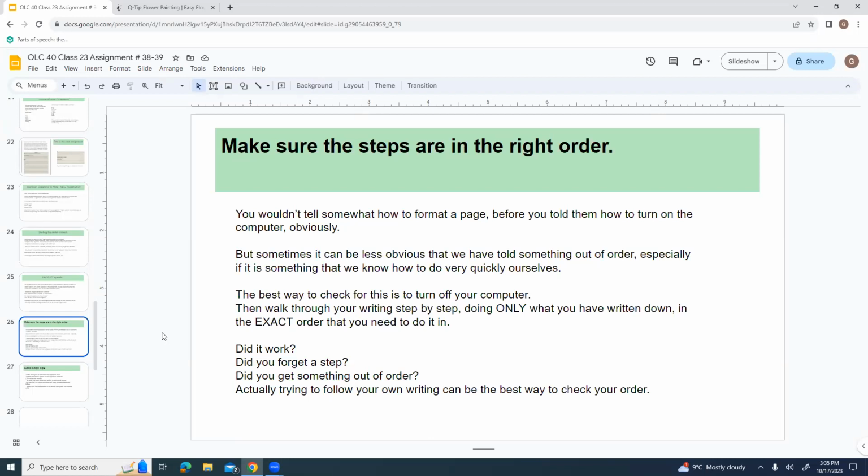So the best way to check for this is, again, turn off the computer, look at what you've written, and only follow your own writing. Look at exactly what step you did, step by step by step, and see if you can get it to work only following what you've written. Did it work? If it didn't, what happened? Did you forget a step? Did you put something out of order? Actually trying to follow your own writing is really the very best way to check that the order of your instructions is correct.